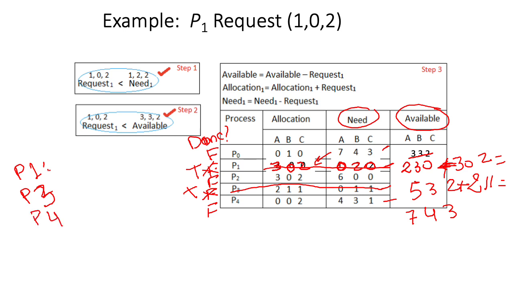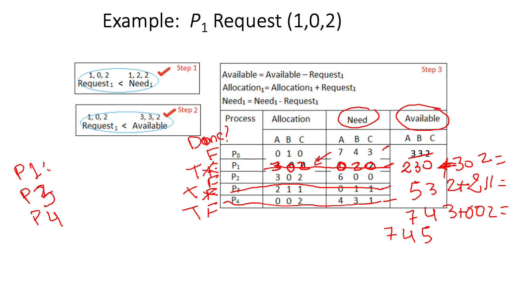And then we're going to end up with 743 plus what was held by P4, which is 002. And this is equal to 745. So P4 is gone and its state turns to true. And then we go back up again to P0.